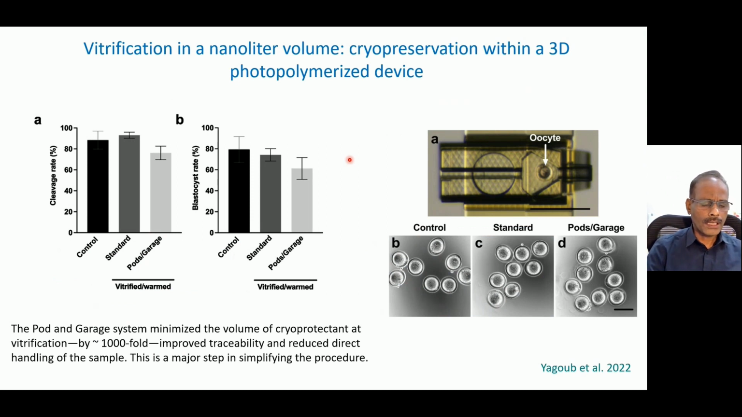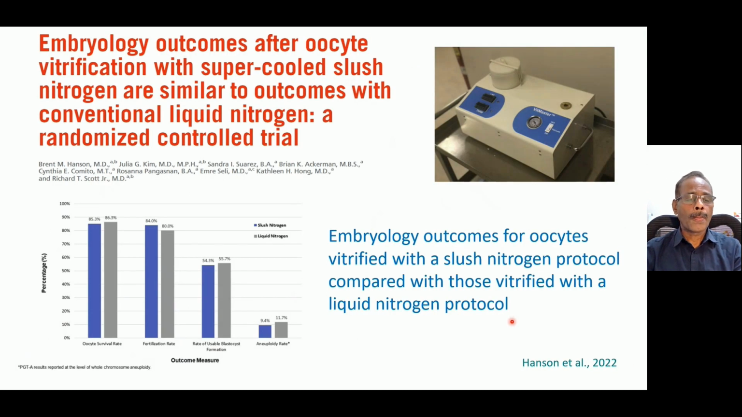These days, there are some new gadgets known as the pod and garage system, basically to minimize the volume of cryoprotectant. These gadgets use a very low volume, maybe nanoliters. So it is believed that these devices can significantly improve the outcome, mainly because of the low volume, which helps in attaining a very high cooling rate.